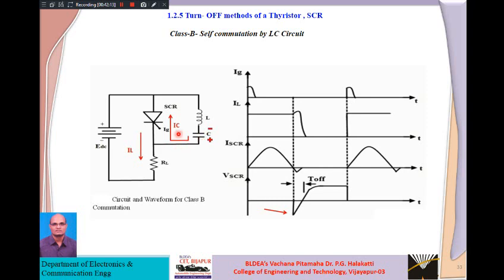This is the waveform you are getting. The load current here will be decided by the L and C values in the resonance circuit. Okay, thank you.